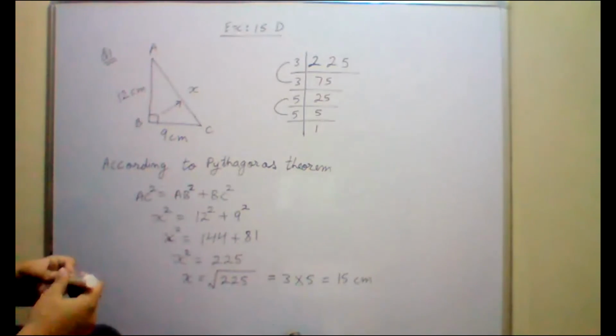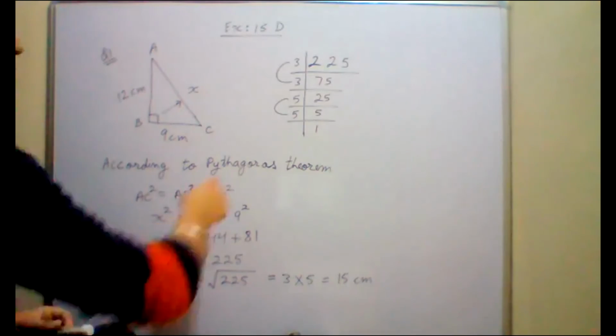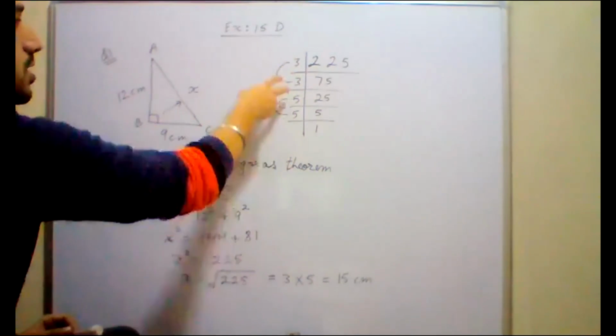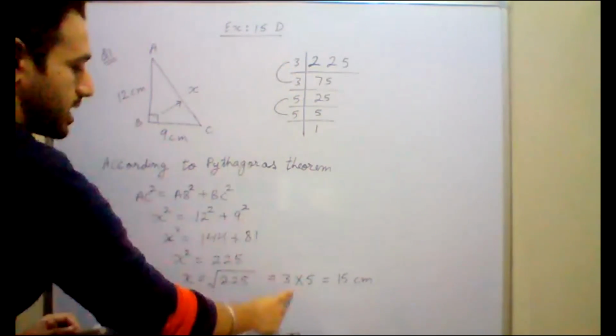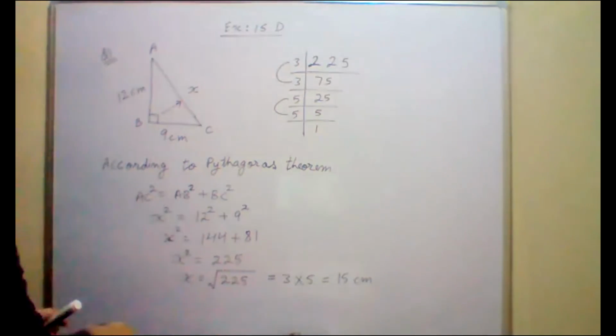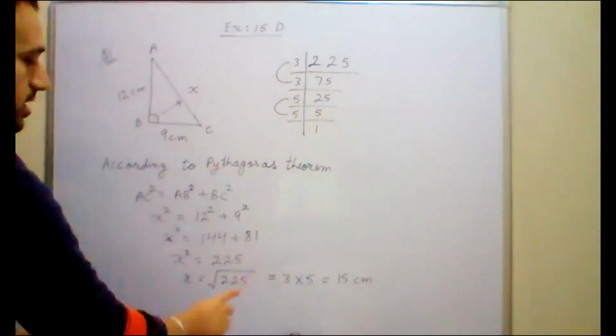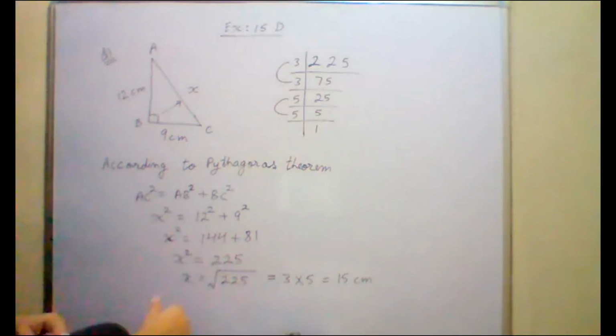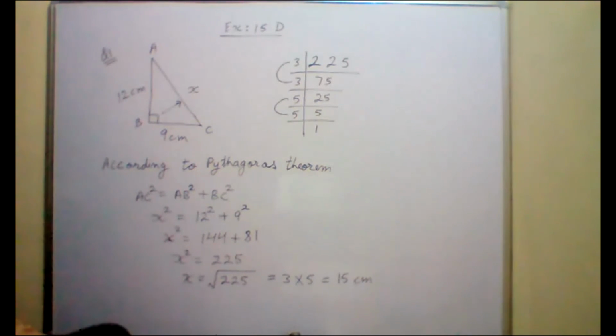It is very easy to find the square root. Do the prime factors of the number and write the pairs that form only once. 3 into 5, 15 centimeter is your answer. That is, what is the square of 15? The square of 15 is 225. You can check it by multiplying. Square of 15 is 225.